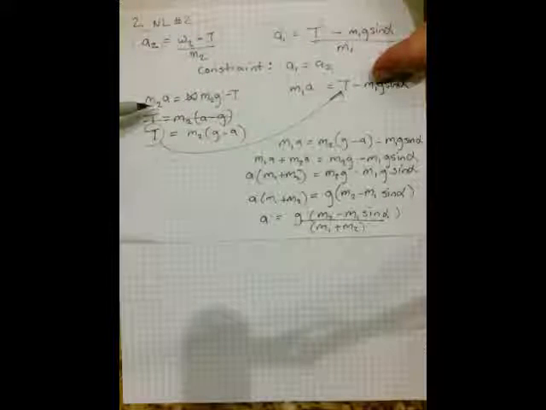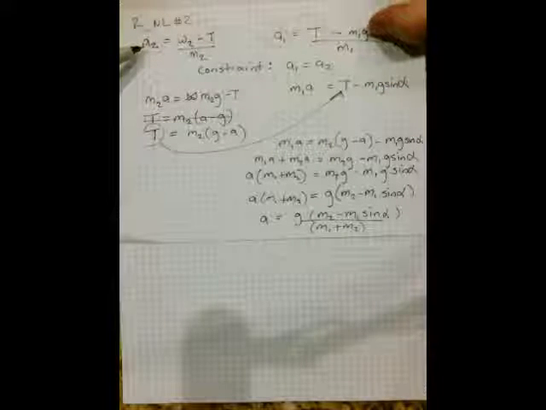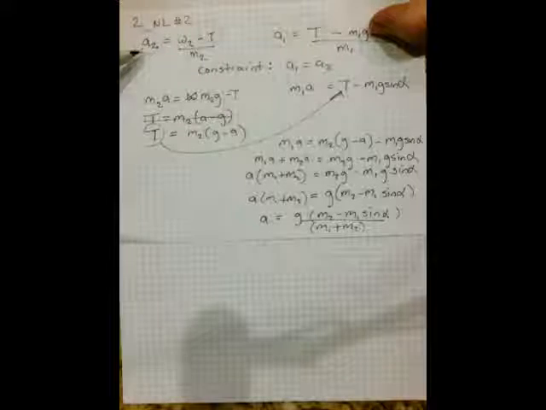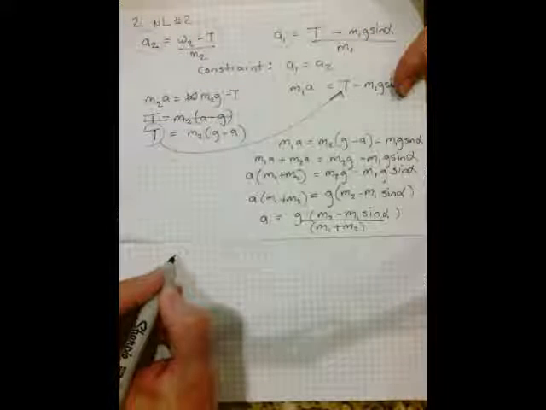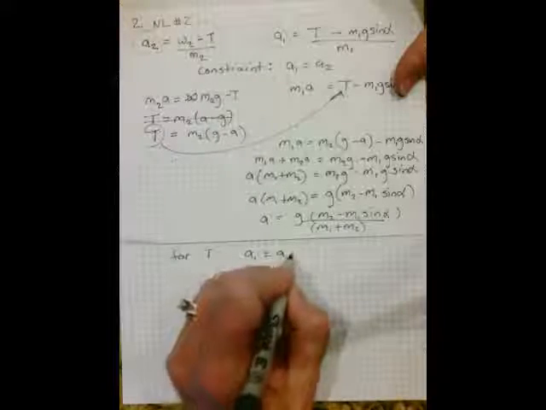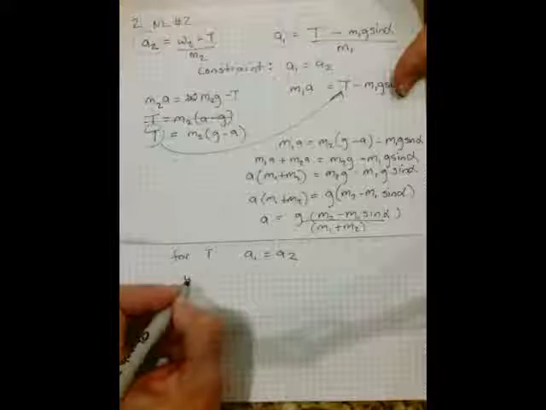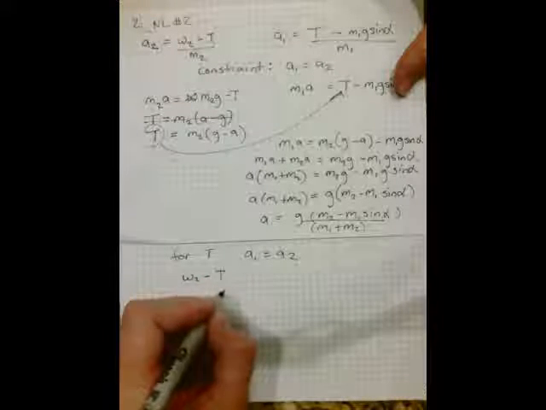I think I'd rather come back to my Newton's second law statement up here, right? Newton's second law for block 1 and block 2, and I think I'd rather solve for acceleration. I've got them, and then set the two equal to each other. So again, for tension, we're saying A1 equals A2, and so we can set the two accelerations equal to each other. So A1 is weight 2 minus T.